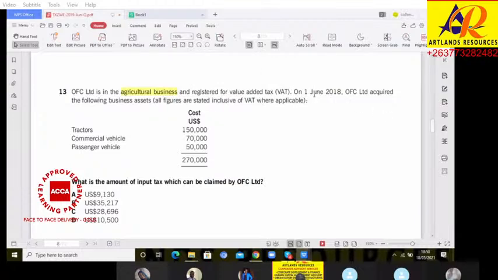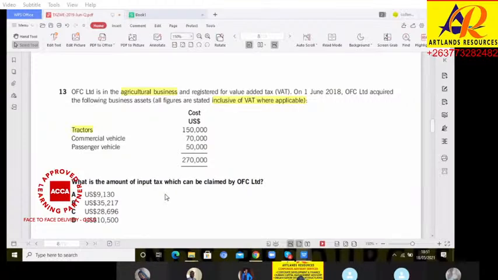So on 1 June it acquired the following assets. Clearly you can see what the amount of input tax claimable is. Tractor, zero rated. Even the combined harvester, as long as it is a farm implement or raw material, they are zero rated supplies. So what is the answer there? They are saying these amounts are inclusive of VAT. Using 15%, how are you going to calculate it?